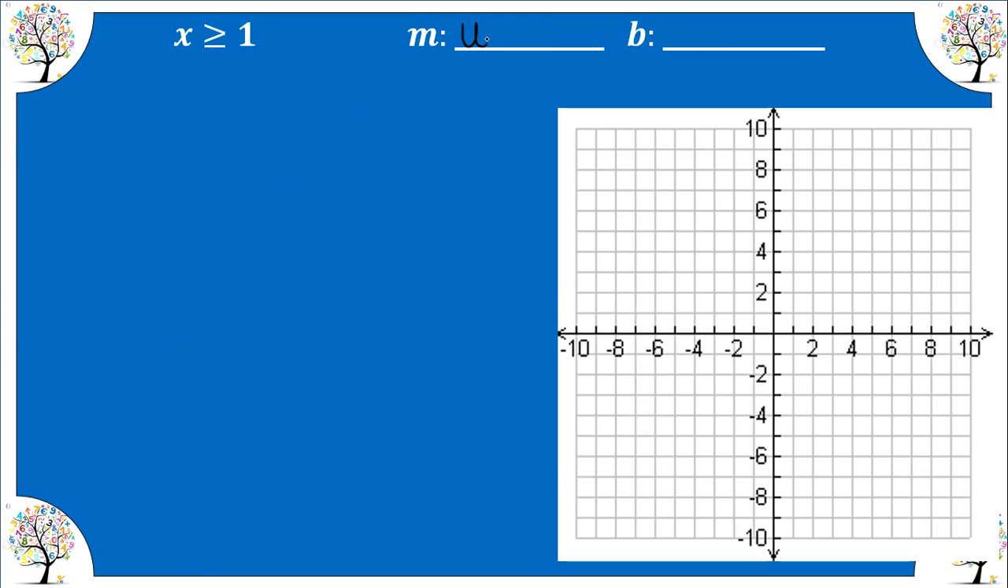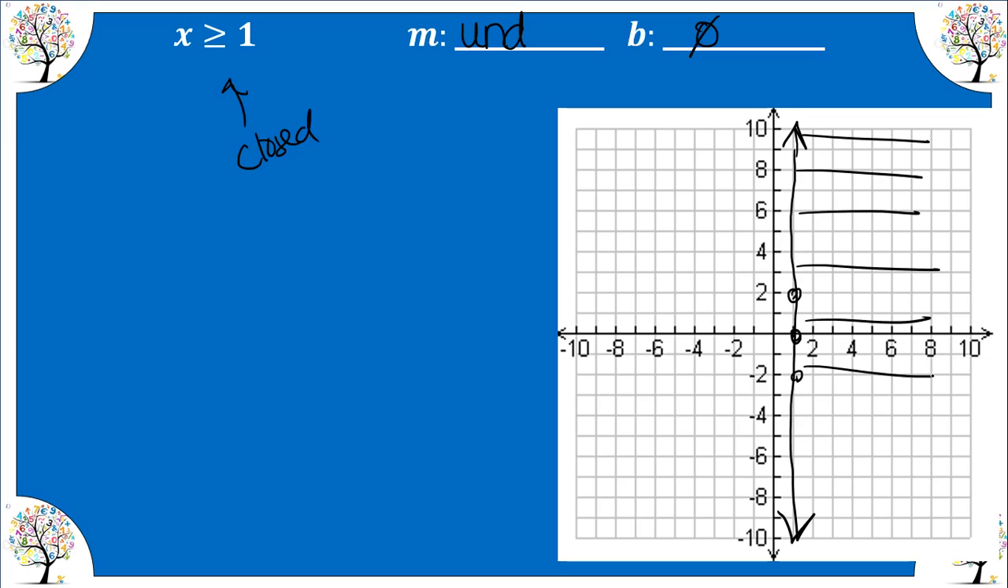We have another vertical line, so our slope is undefined. We do not have a y-intercept. My vertical line is going through where x is 1. This is going to be closed, so it is solid. And my x values are greater or equal to that line, so greater would be going toward the right. All these values are greater than the ones on the left.